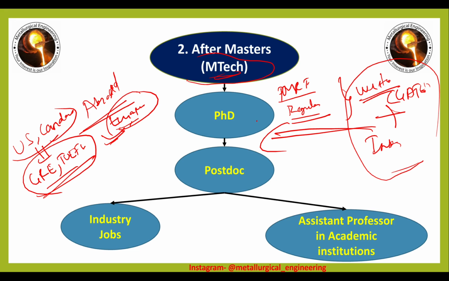Now after PhD, what? After PhD you again have two options. Either you go for a postdoc, which is a kind of experience, getting experience in the specific field in which you did your PhD, or you can go to R&D labs. There are several companies where you can get a job in an R&D lab. After postdoc, what? Again the same options: get an industry job in R&D or go for assistant professor in academic institutions. Those are the options.